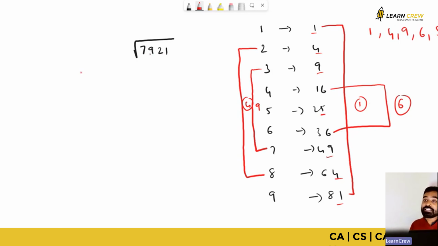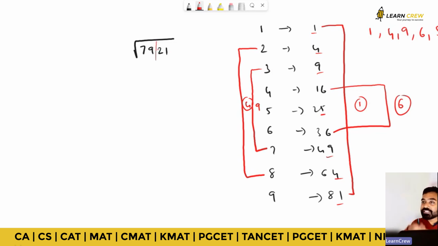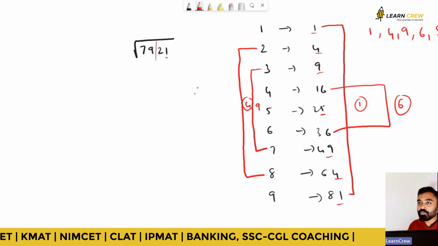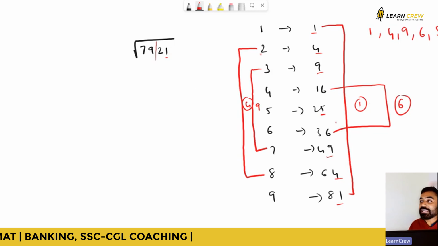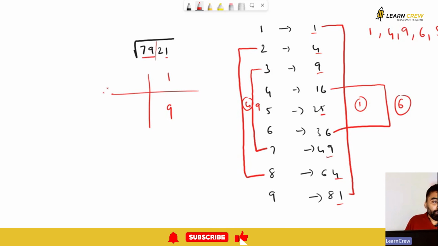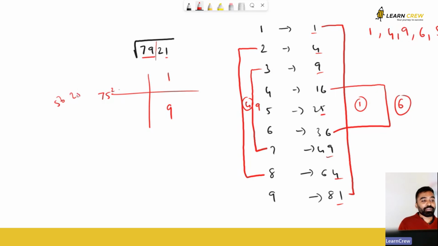Okay. Now here, since we need to find the square root of this number, split it after two digits. Now the units place over here is 1. Which numbers can end with the units place value 1? 1 and 9. So it can either be 1 or it can be 9. Now 79. What is 75 square? 7 times 8 is 56, and this is going to be 25. This is 5625. So I cannot take 75 square.